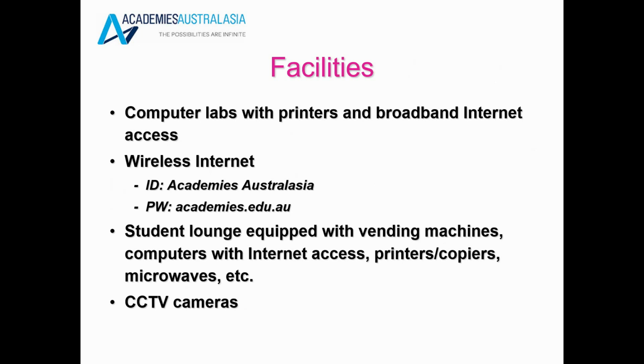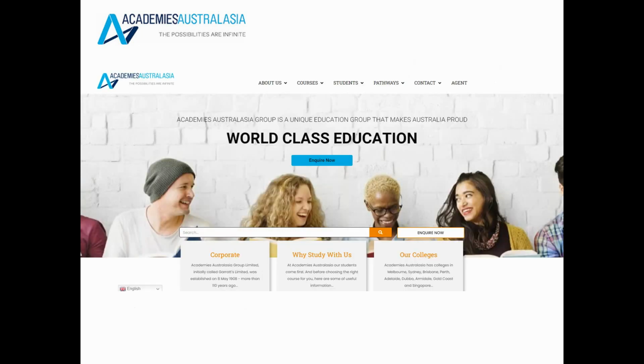Our campuses are fitted out with computer labs, with printers and broadband internet access. There's free Wi-Fi where you can use the passwords to access the Wi-Fi. A student lounge where you can relax and take a break. It's equipped with vending machines, computers with internet access, printers, copiers and microwaves. Our campuses are fitted out with CCTV cameras for your security.